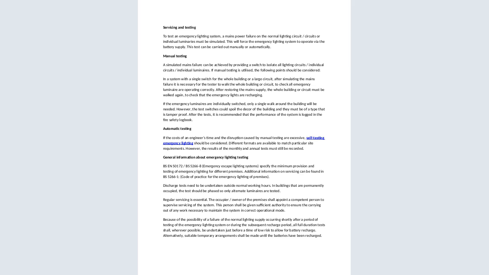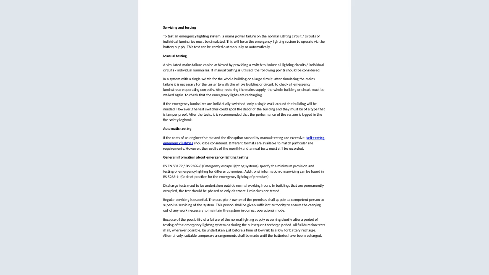In a system with a single switch for the whole building or a larger circuit, after simulating the mains failure, it is necessary for the tester to walk the whole building or circuit to check that all emergency luminaires are operating correctly. After restoring the mains supply, the whole building or circuit must be walked again to check that the emergency lights are recharging. If the emergency luminaires are individually switched, only a single walk around the building will be needed.